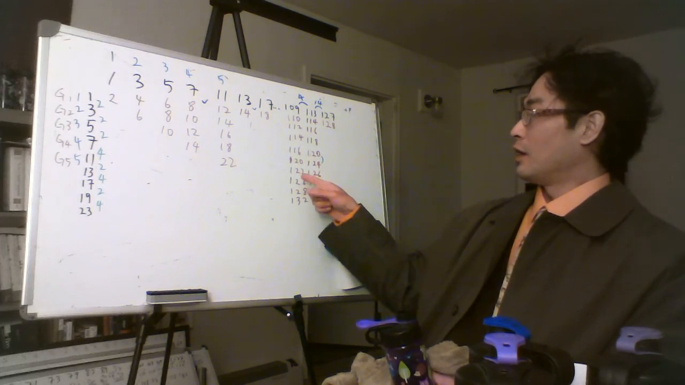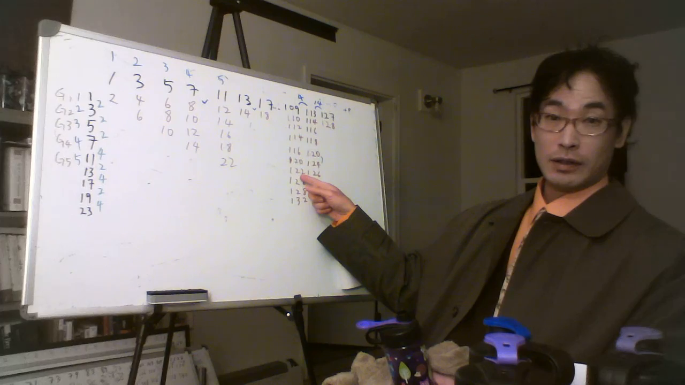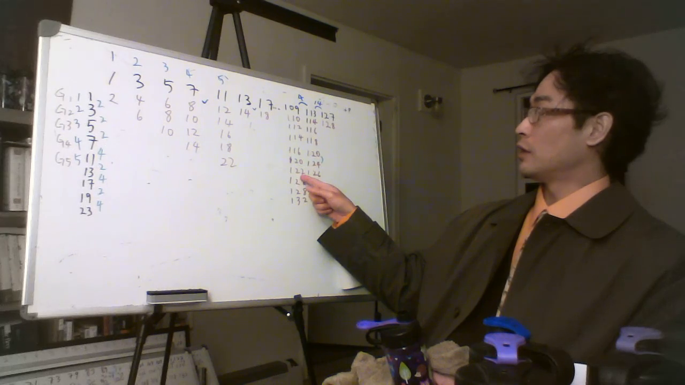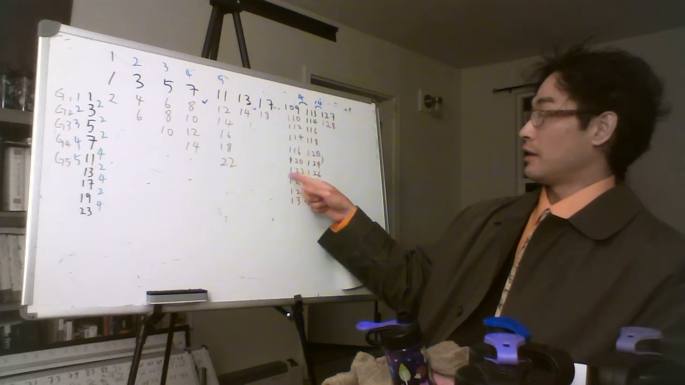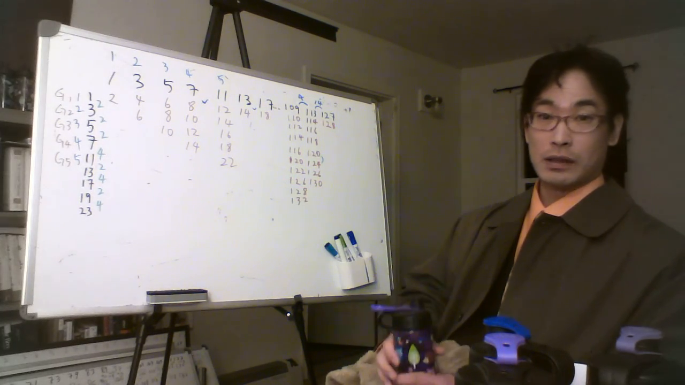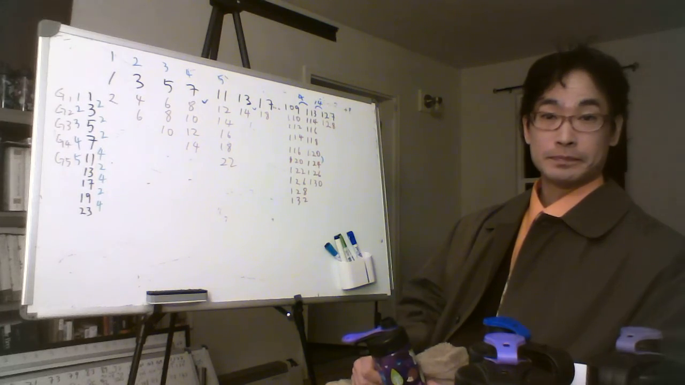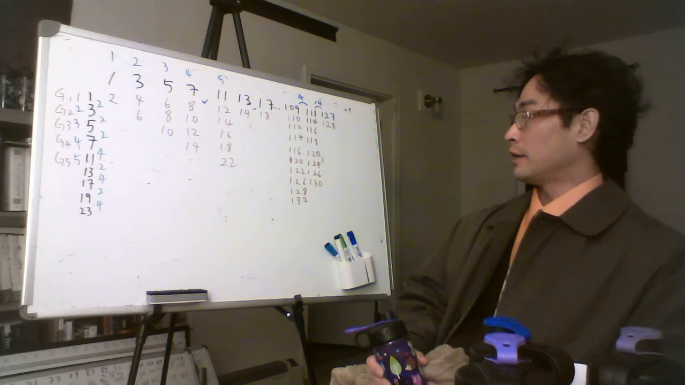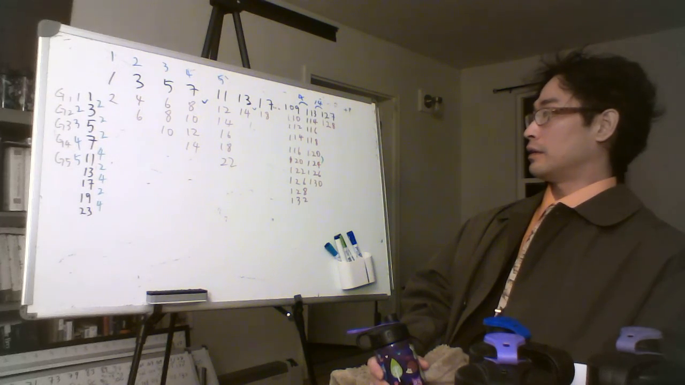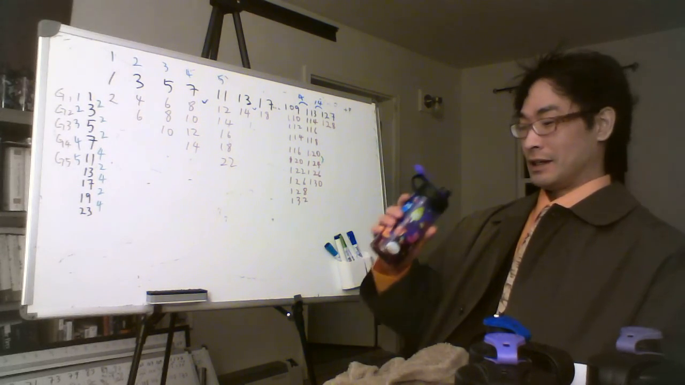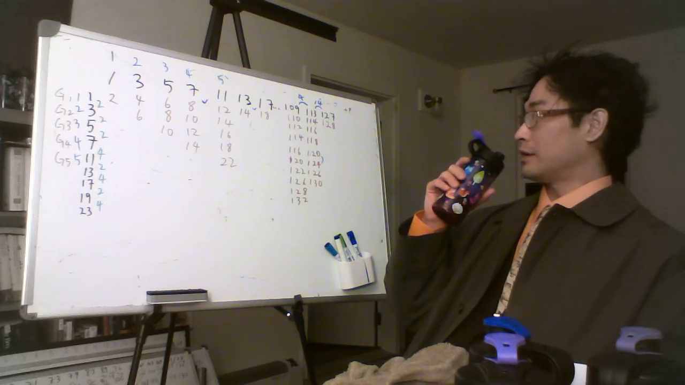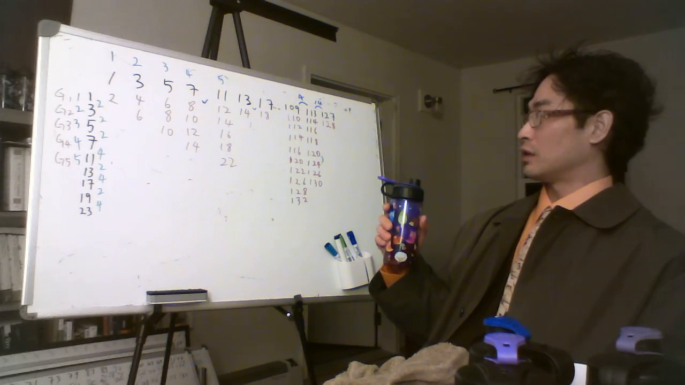What am I talking about? 122, that's an even number, right? We want to find the Goldbach pairs of primes. 122 is 109 plus 13. Those are the Goldbach pairs for 122. It is surprising Goldbach's conjecture actually works. It's surprising, okay? And there has to be a reason why it's working.